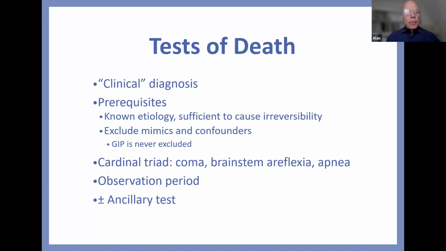The one thing that I want to point out is that one mimic and confounder is never excluded, which is global ischemic penumbra. So the ischemic penumbra comes from the stroke field. When somebody suffers a stroke, there's a core of necrotic brain tissue, necrotic meaning essentially destroyed, and it's surrounded by an area of decreased blood flow, which is not enough to sustain function of that part of the brain, but is enough to maintain the viability of that part of the brain tissue. Now, the goal of stroke therapy is to salvage the ischemic penumbra.